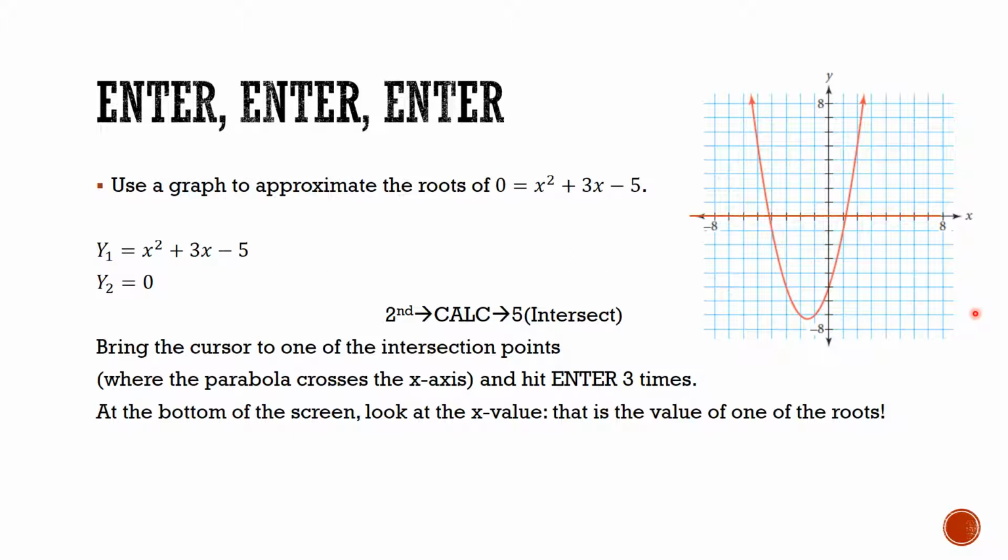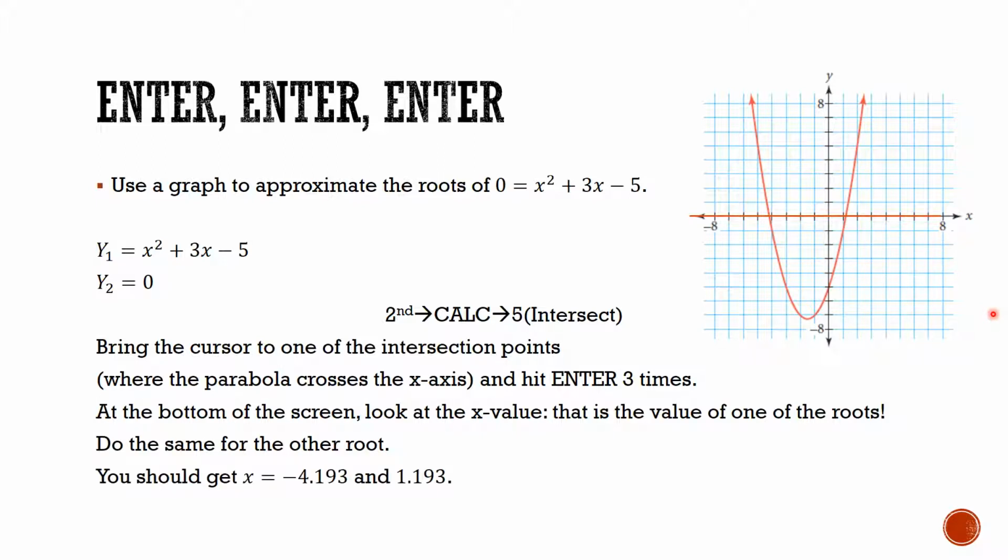That's the value of one of the roots. And then you would do the same for the others. So you do second calc 5, bring the cursor over here, enter, enter, enter, look at the x value. Write those down. Now you should get negative 4.193 and 1.193. I round to 3, but I could see why you'd round to 2 places. It's preference, I guess. Okay, so these are our roots.